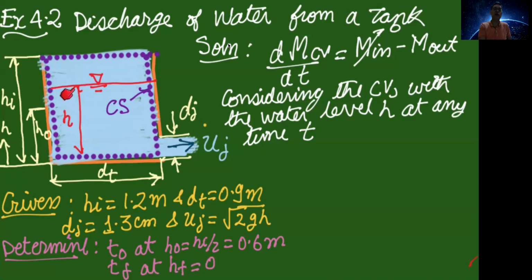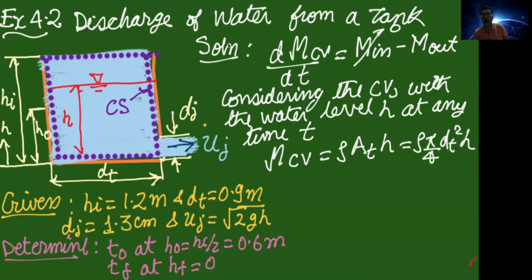So when you know the water column has height h and the tank diameter is dt, the volume occupied by the water will be pi by 4 dt square into h, and when you multiply by the density of water, you will get the mass of the water inside this control volume at time t corresponding to the water column of height h. So this is the mass of the water at time instant t, which is equal to density multiplied by the cross sectional area of the tank, which corresponds to pi by 4 dt square, multiplied by the height of the water column h.